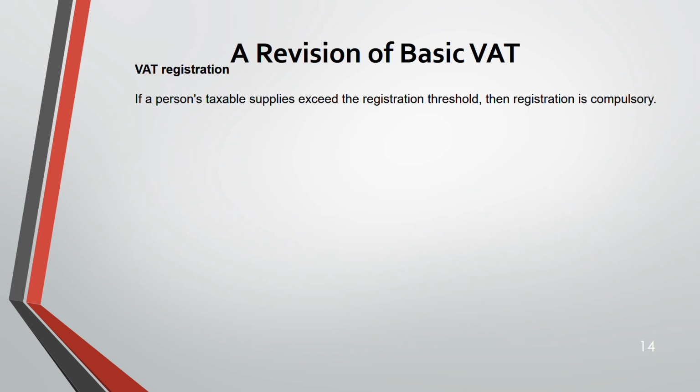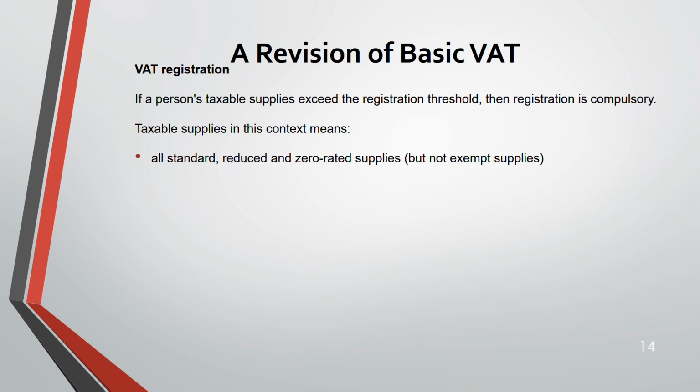Next, VAT registration. This is important. You should know what the threshold is, when you can register, when you have to deregister, and the timing of VAT. If a person is making taxable supplies that exceed the registration threshold, registration is compulsory. Taxable supply means all standard rated, reduced rated and zero rated supplies, but not exempt supply. Exempt supplies are not taxable supplies. Remember, this is excluding VAT and excluding the sale of capital assets.